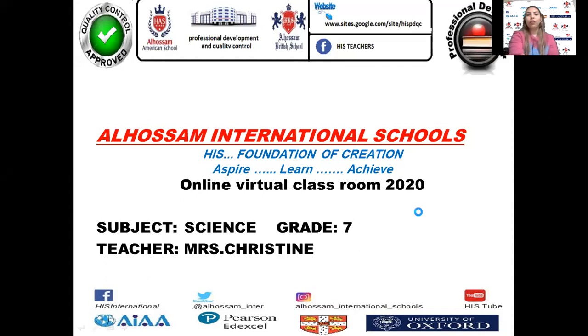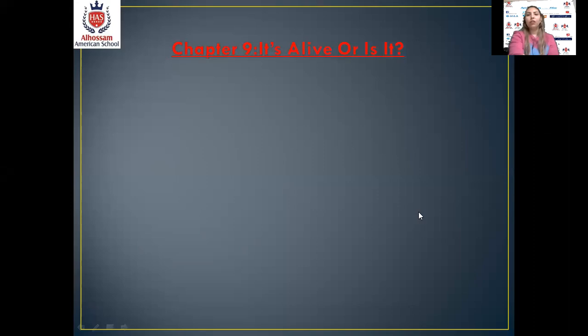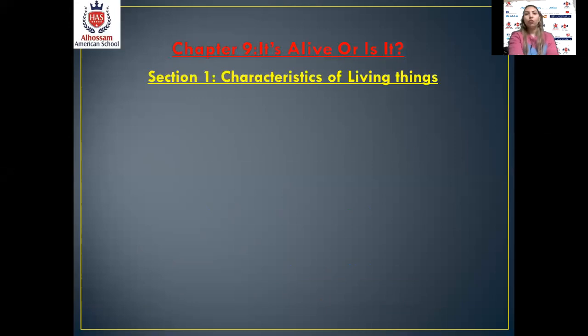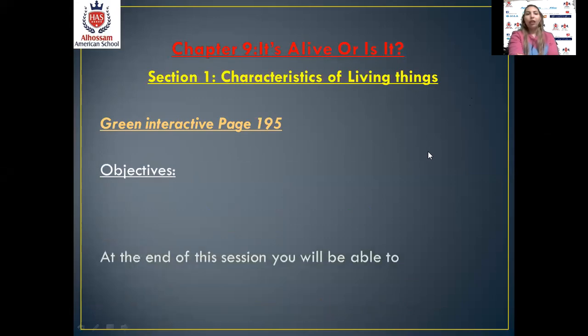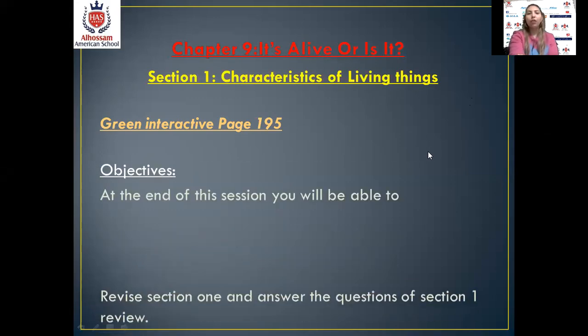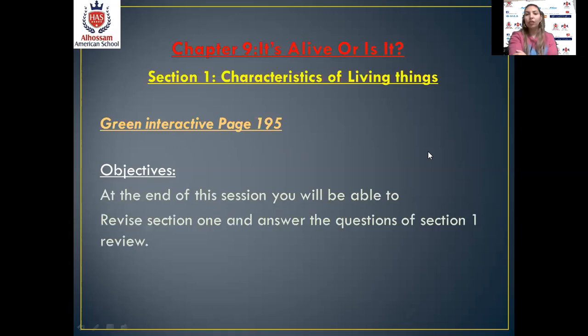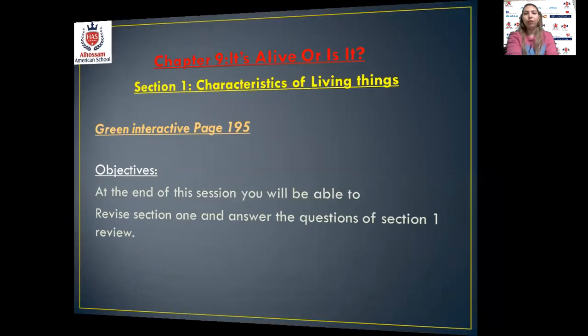Okay, so let's start our session. Chapter 9, It's alive or is it? Section 1, characteristics of living things. You can use your green interactive book, page 195. And at the end of the session, you will be able to revise all of the section and answer the questions of the section 1 review.